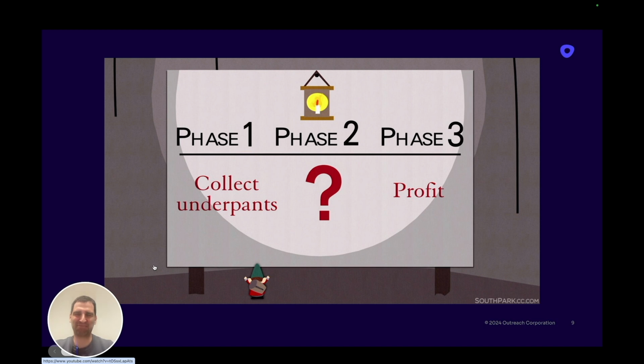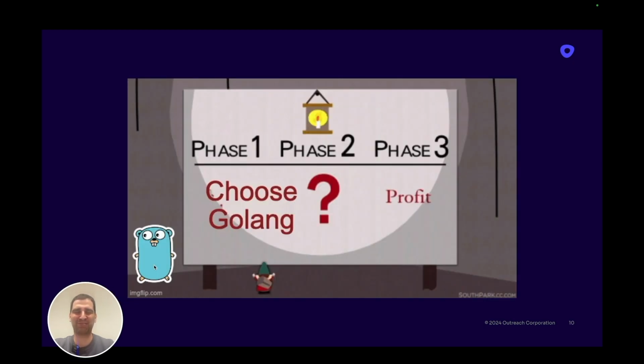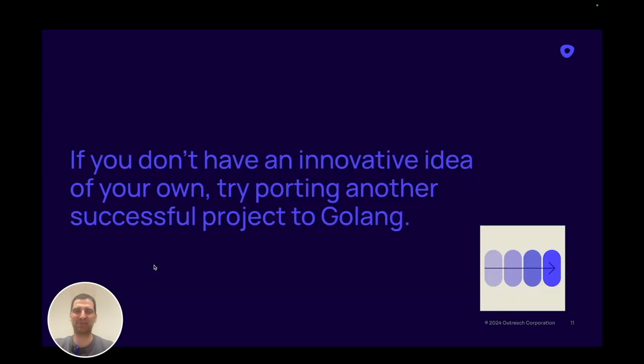So yeah, collecting underpants can be a great idea, but I'm really not sure if it can help our open source project. So let's try to change phase 1 a little bit. Let's put "choose Golang" there. Much better. Okay, but still there is this unpleasant question mark. So what about that? Let's try to give some tips for that as well.